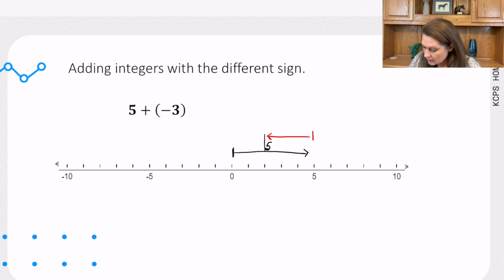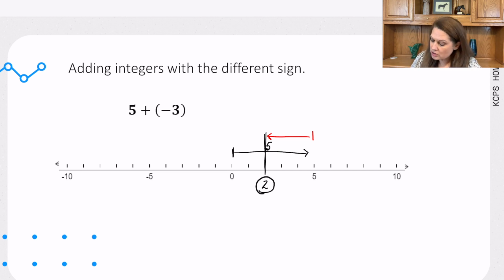Now, you'll notice where I end up on the number line is 2 spaces to the right of 0. Let me erase that because that looks like a negative. And so 2 spaces to the right of 0 is going to be +2. Always pay attention. Have I passed the 0? Am I on the negative side, or am I still on the right side, the positive side?